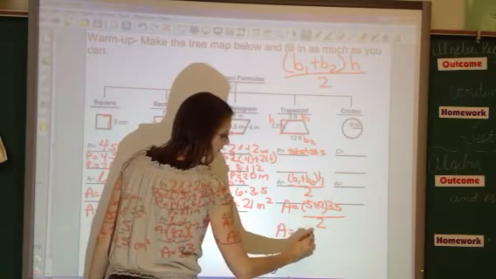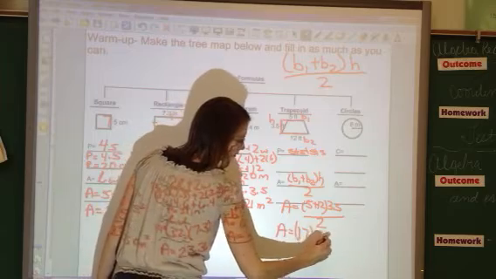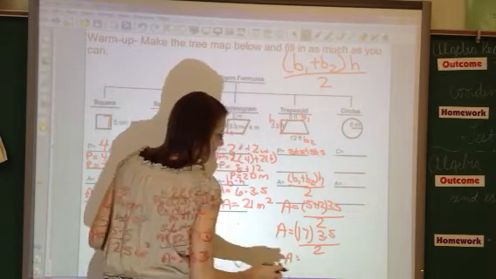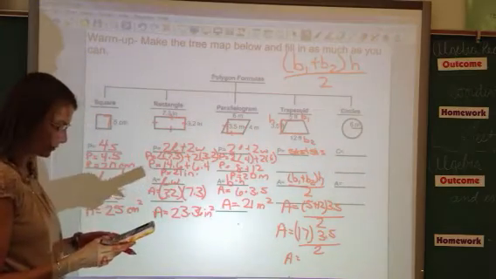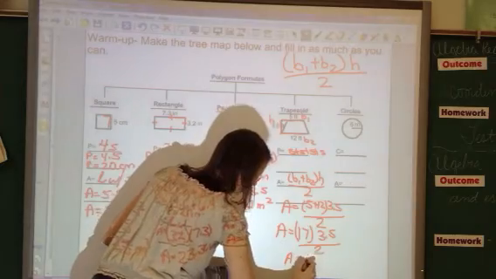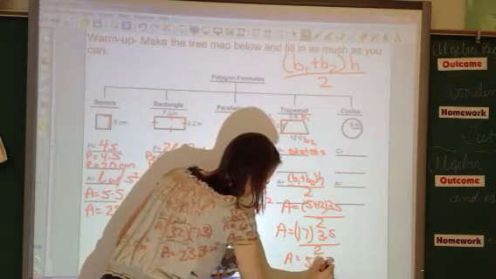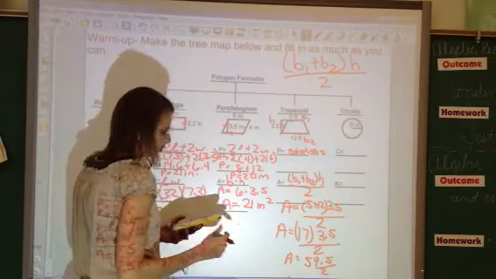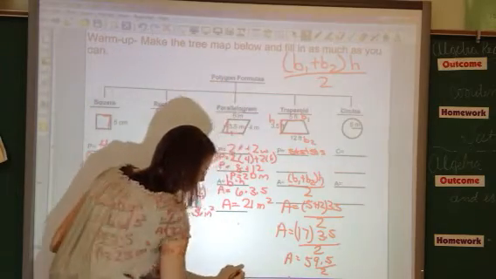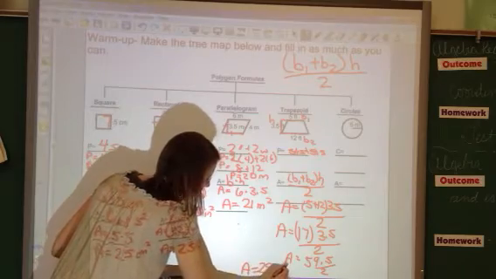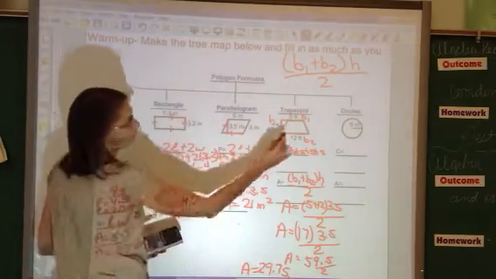5 plus 12 is 17 times 3.5 divided by 2. 17 times 3.5 gives me 59.5 divided by 2, 29.75. So I'm going to squeeze it over here. So area equals 29.75 feet squared.